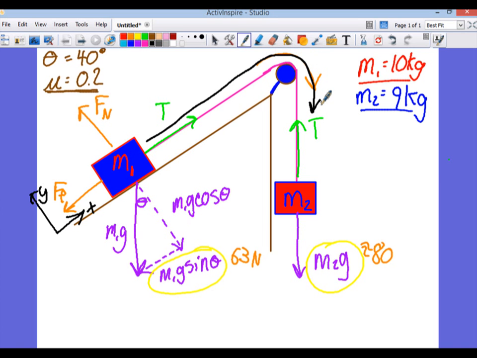Alright? So we've drawn our beautiful picture. We've figured out which way it wants to go.